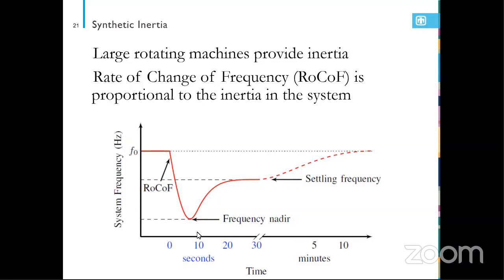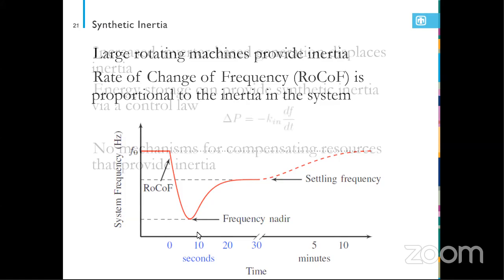Related to frequency droop is synthetic inertia. So right now, large rotating machines provide inertia. And so when you have a drop of a large generator, the rate of change of frequency is a function of how much inertia you have in the system. So if you have a lot of inertia, the frequency will drop relatively slowly. That's a good thing. That usually means the frequency nadir is higher. It also gives you more time to respond. If you have less inertia, that rate of change is much faster, and then your frequency nadir is usually lower. That can often lead to under-frequency load shedding and cascading outages and other bad things.